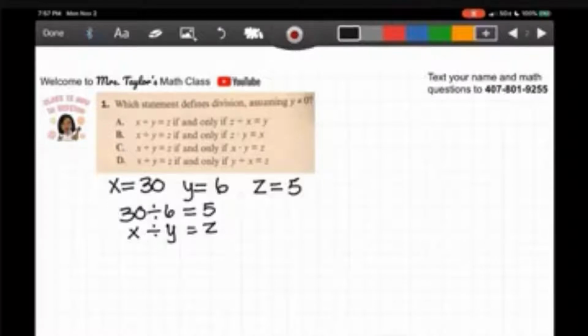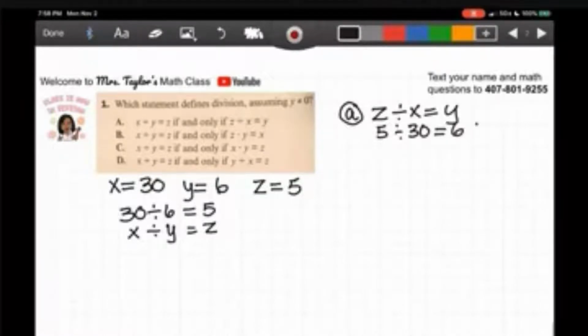Okay? So now what I need to do is test out these numbers in each of the answer choices. I'm going to take answer choice A and test out the part in the back that says z divided by x is equal to y. So my z is 5, divided by my x, which is 30. And does that equal 6? The answer is no. So this is not a true statement.